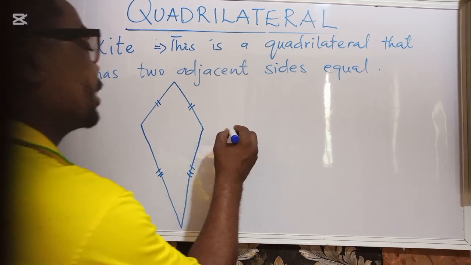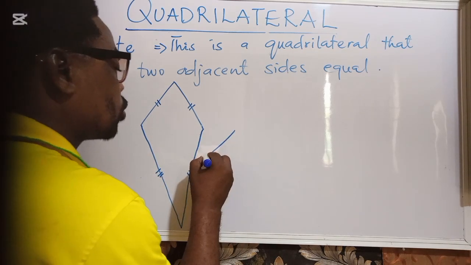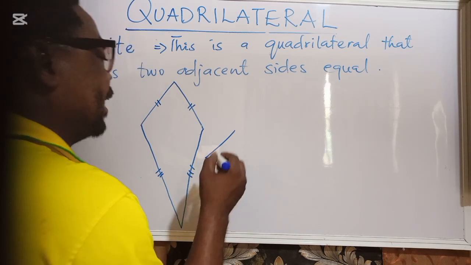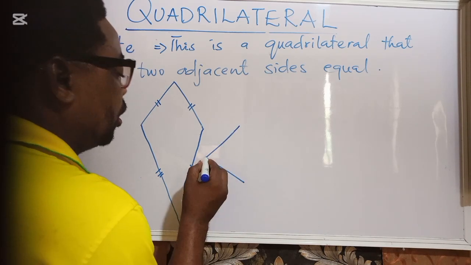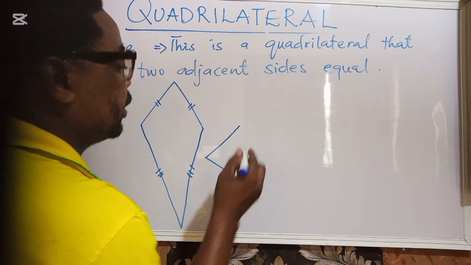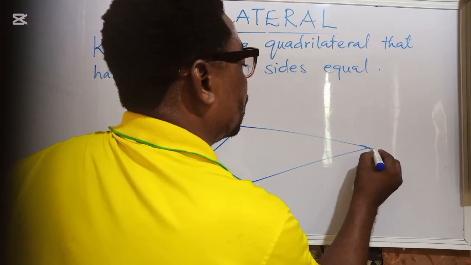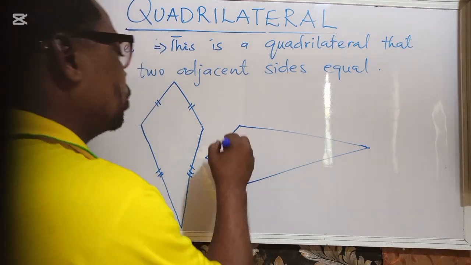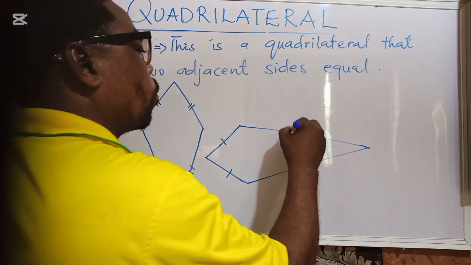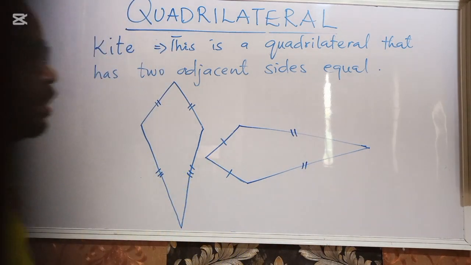We can draw it like this too. Some even use the system of a kite to draw their fish like this. Then this one long and this one too long, like this. You can see. So this side is equal to this side, while this side is equal to this side. Is that understood? To draw a kite is very, very simple.